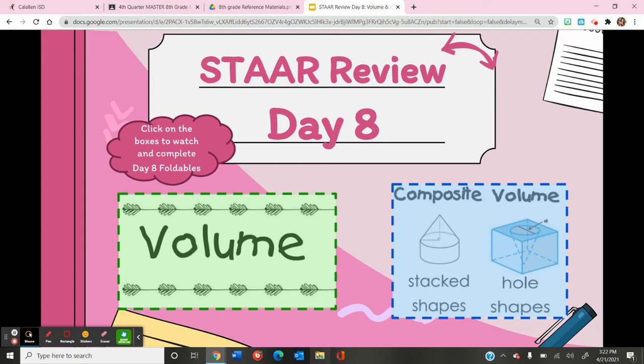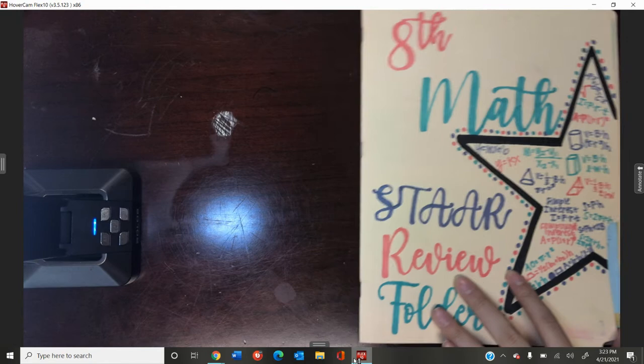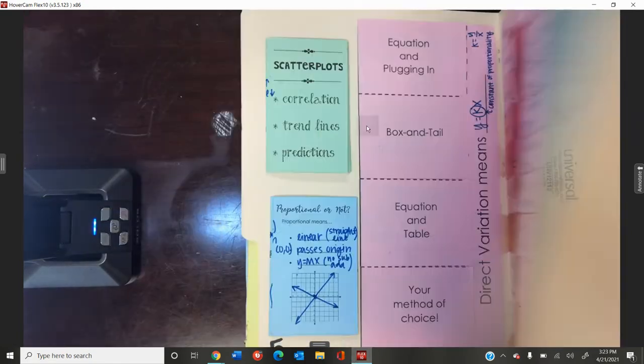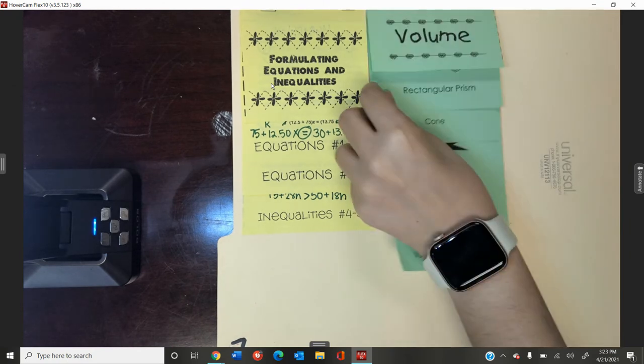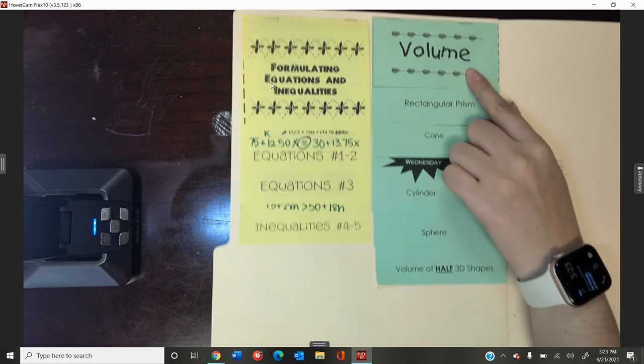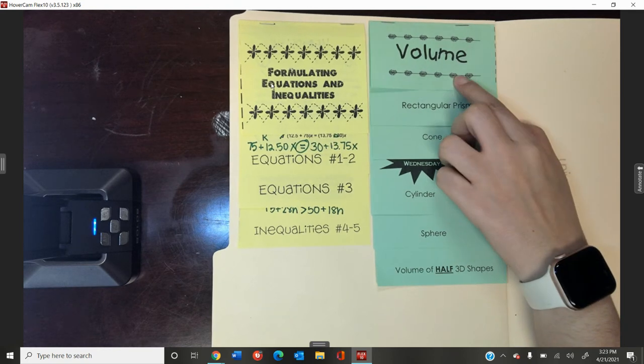Now, first and foremost, let's go ahead and check out where this goes in your folder. You should have already glued this, but just a reminder, you're opening this up to page 7, and this one's going to be going right next to formulating equations and inequalities. So, we're going to first talk about volume.